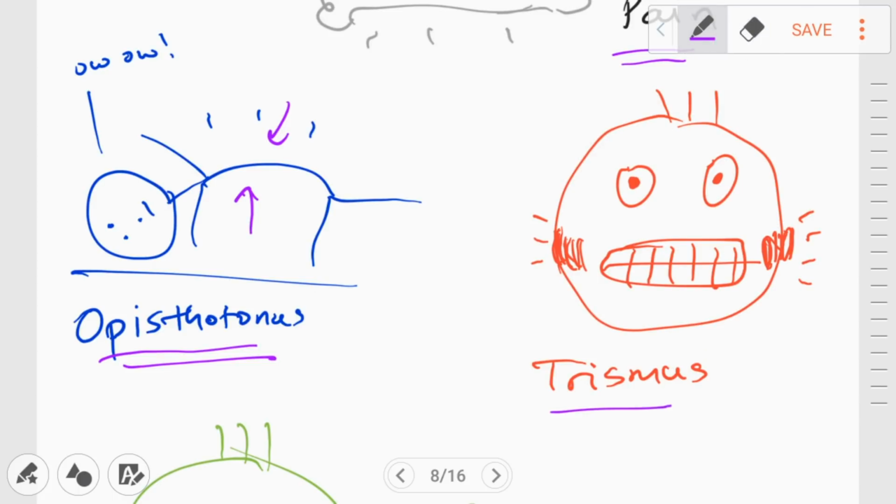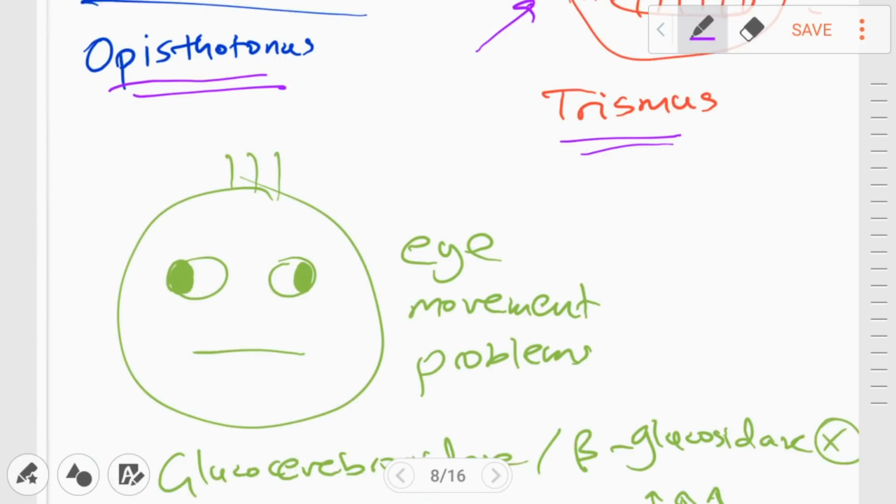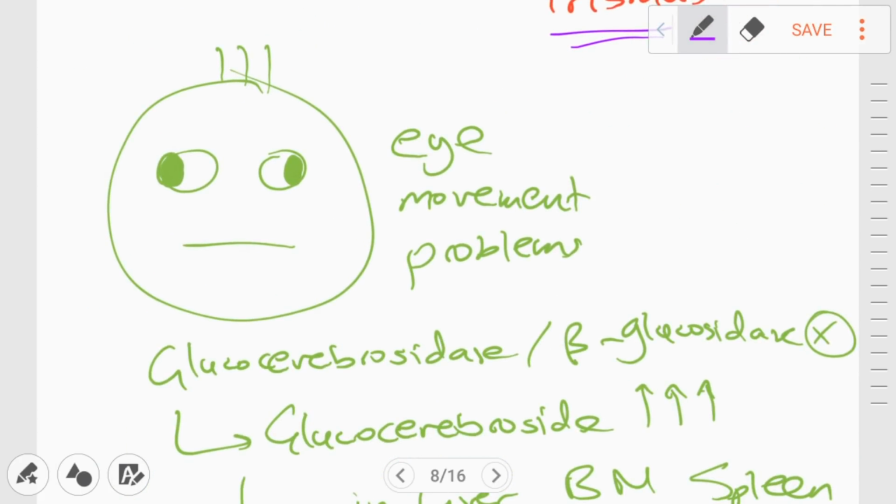Another feature is trismus, which means that the muscles of mastication, which are involved in chewing your food, undergo intense spasm, resulting in locked jaw. Your jaw is basically shut really tight. Another clinical feature that we can see is eye movement problems as well. You can remember it by understanding that even the eye muscles can be involved in the spasms that are happening in this disease, and those can result in eye movement problems.